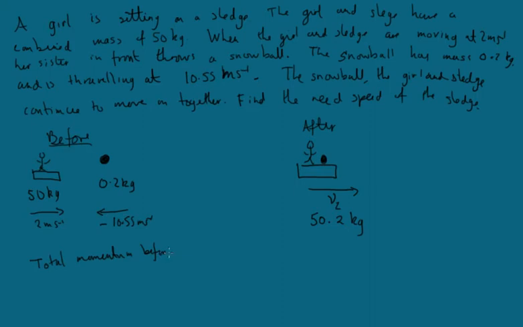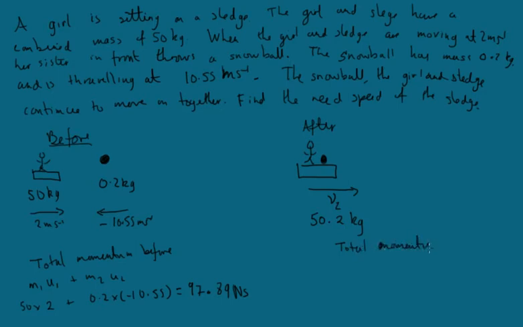before. So we have m1 u1 plus m2 u2. So it's going to be 50 times 2 plus 0.2 times minus 10.55. So the total momentum before is going to be 97.89 Newton seconds.